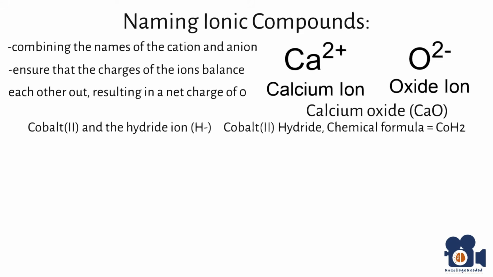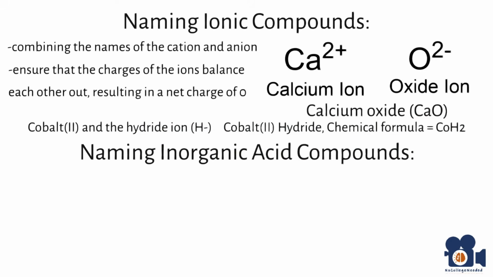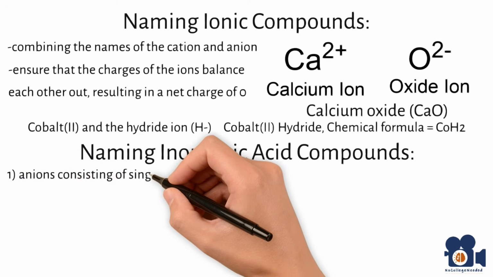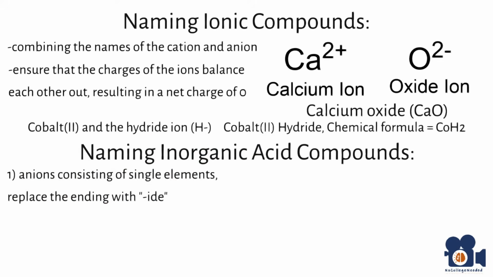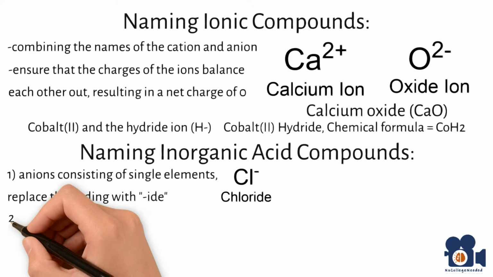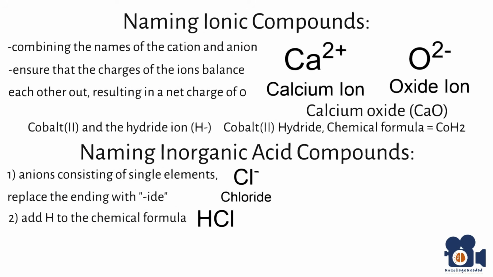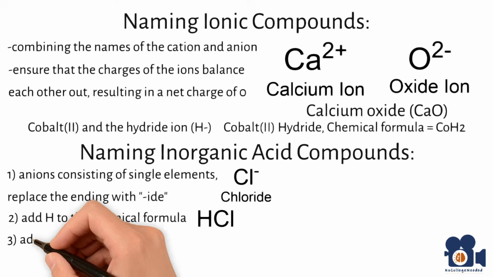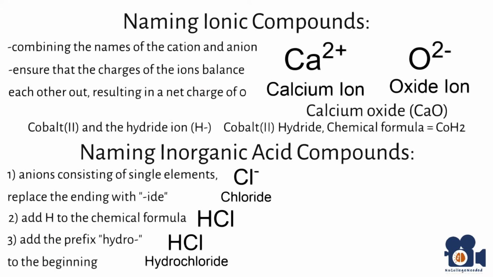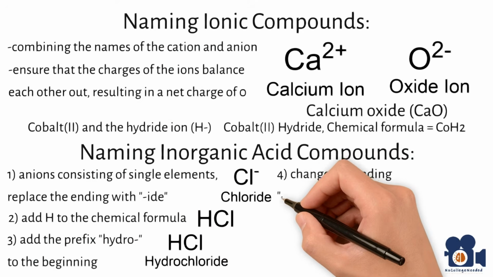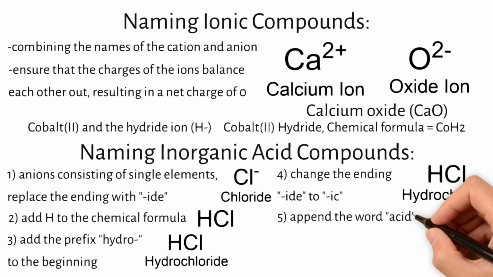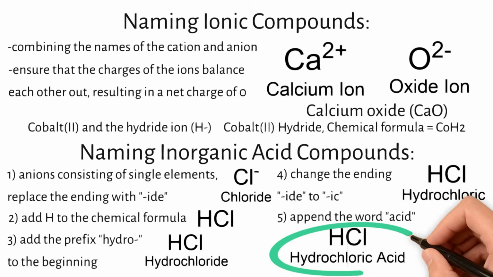Naming inorganic acid compounds builds upon previous knowledge. For anions consisting of a single element, we replace the ending with IDE. For example, the chlorine anion Cl- becomes chloride. To form an acid, we add hydrogen to the chemical formula, resulting in HCl. To update the name, we follow a specific pattern. We add the prefix hydro to the beginning, changing the ending IDE to IC, and append the word acid. Therefore, HCl is called hydrochloric acid.